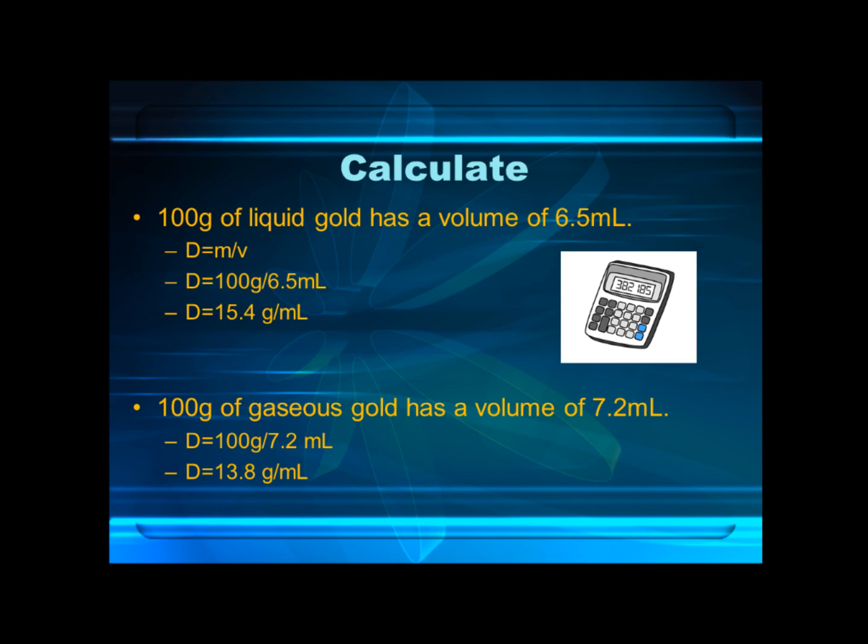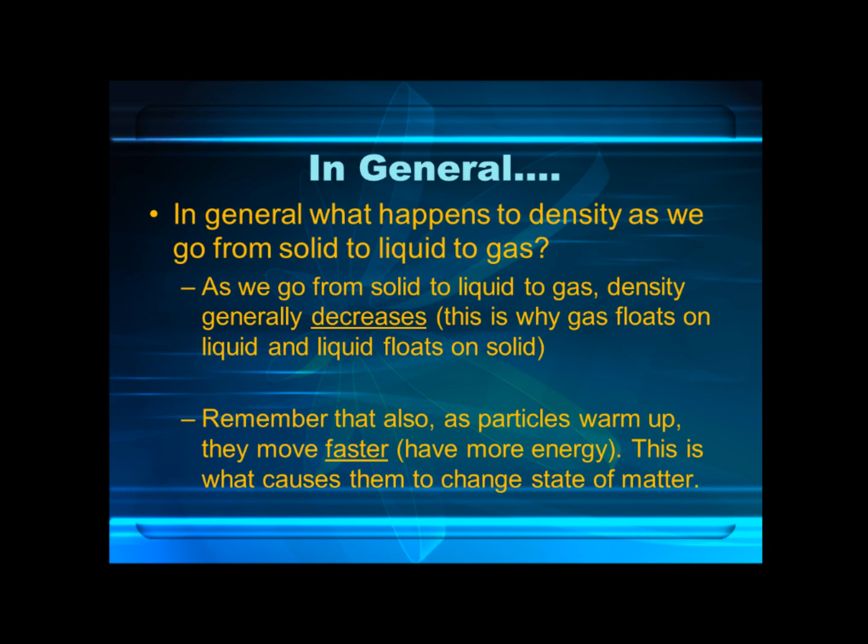So again, we saw that solid had a greater density than liquid, because the liquid took up more space than the solid did. And now we see that liquid has a greater density than gas, because gas takes up more space than liquid does. So going from solid to liquid to gas, the density should decrease. All right. Now this is why gas floats on liquids and liquids float on solids.